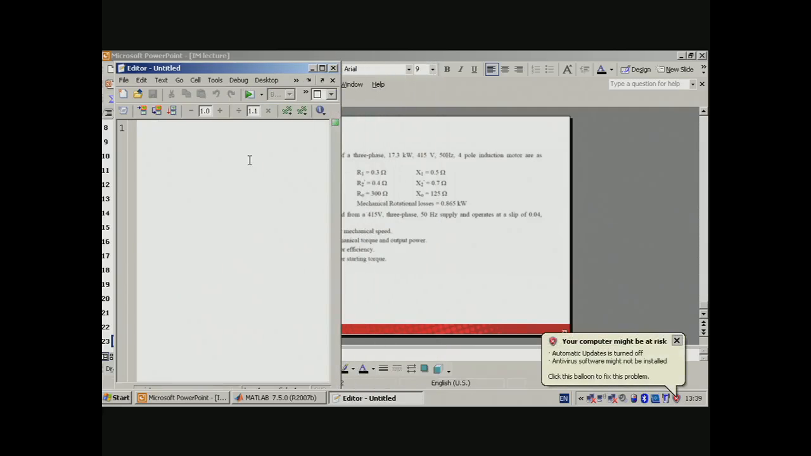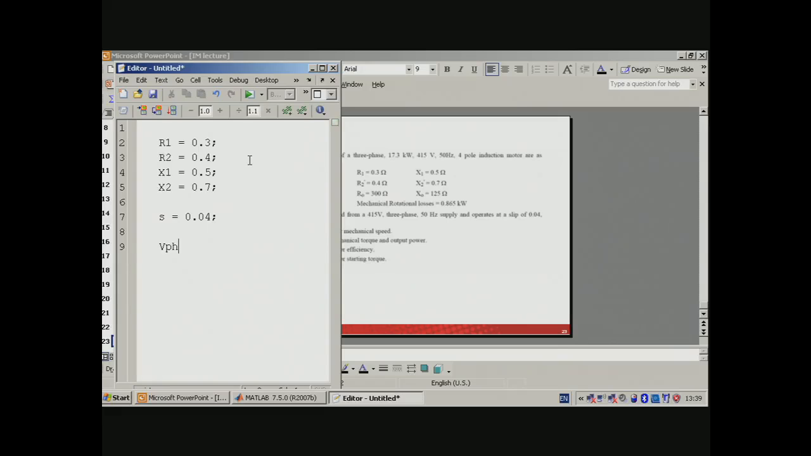So we have R1 equal to 0.3 and R2 equal to 0.4, X1 equal to 0.5 and X2 equal to 0.7. Let's say you assume the slip is 0.04. Then the line-to-line voltage is 415, so the phase voltage will be 415 over root 3. So that's the phase voltage.